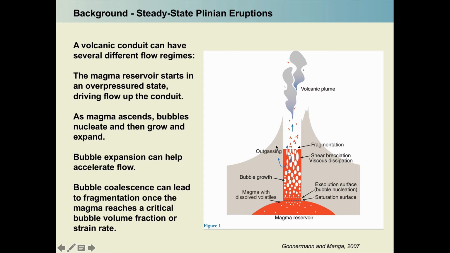As the magma ascends, the bubbles nucleate and then grow and expand and coalesce. Bubble expansion can help accelerate flow because you're in a confined space, so the volume expansion is hindered, and that results in an increase in bubble overpressure. Bubble coalescence can lead to fragmentation then, once the magma reaches a critical bubble volume fraction or strain rate, and we talked about this with your Module 3.